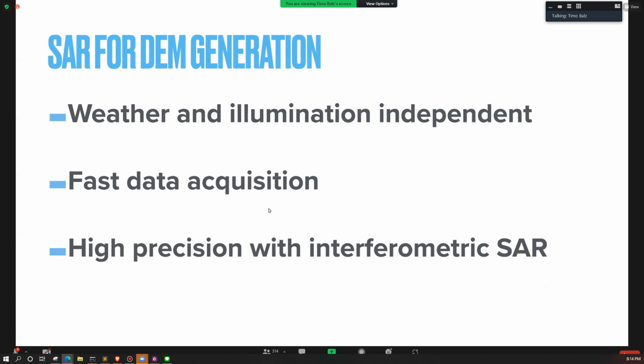All right. So if you use SAR for DEM generation, we have several advantages. We have weather and illumination independence, which leads to fast data acquisition. Fast data acquisition is because we are weather independent. So we get the data under clouds, and therefore we can acquire them faster. And with interferometric SAR, when we use phase-based approaches, we can achieve very high precision, better than with these amplitude-based methods that I show you now.